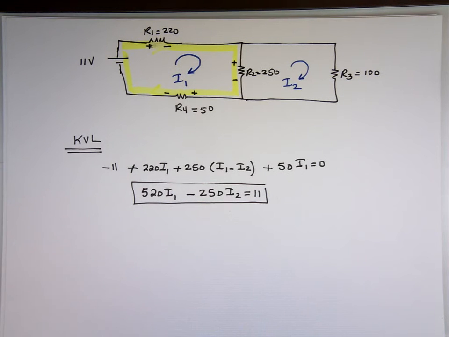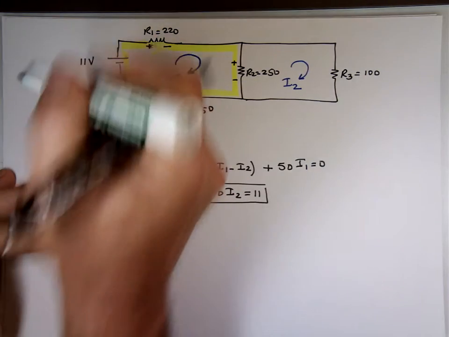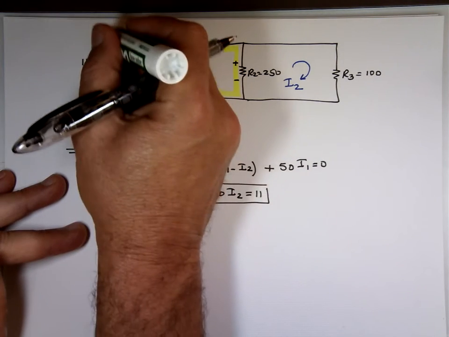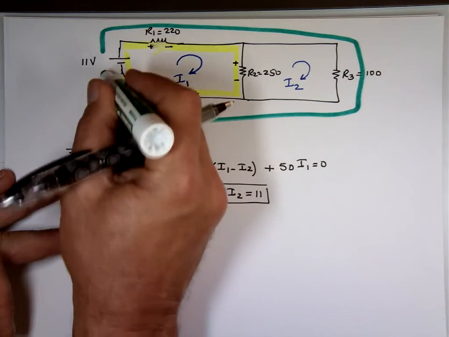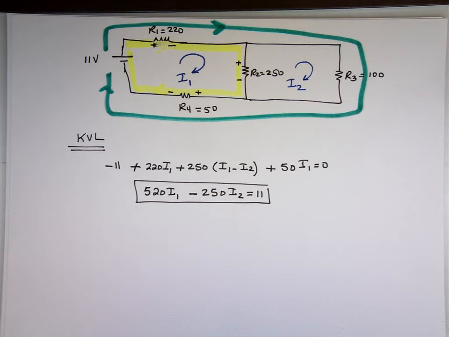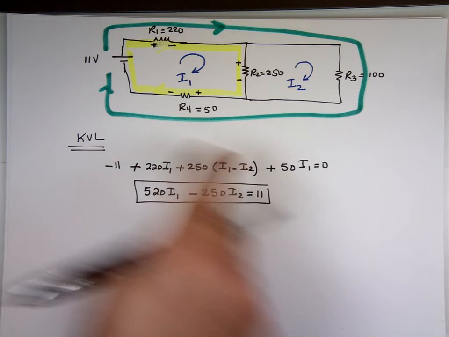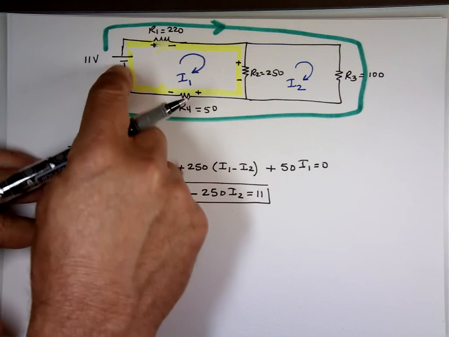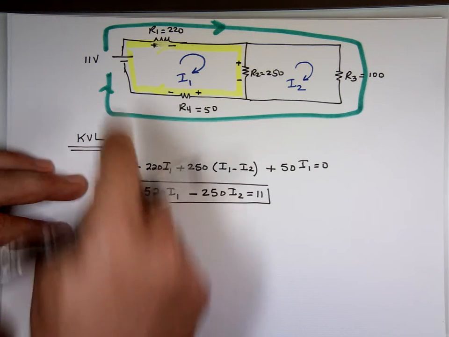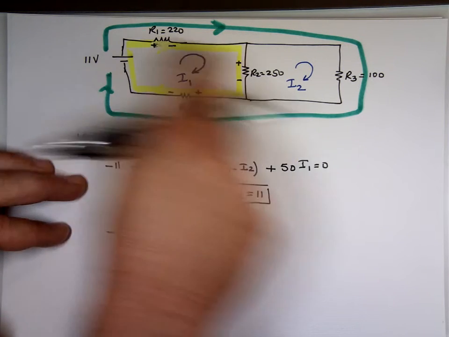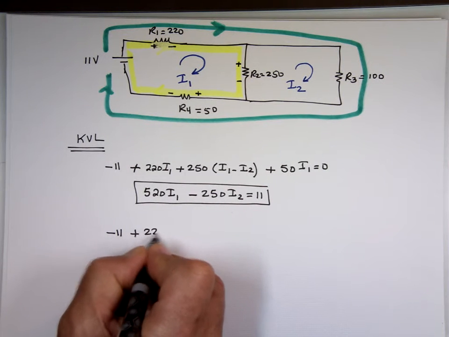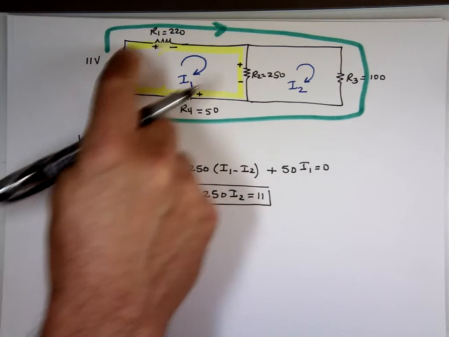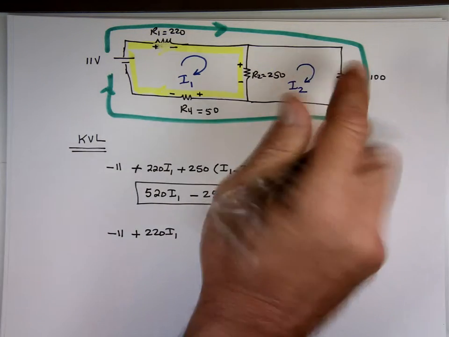So I can go on the outside. I can travel this way, because it's a green marker, on the outside. If I travel that direction, here we go again. I'm going to start with this one. I'm entering the minus, that's negative 11. Going this way, that's plus 2 minus 220 times I sub 1. I'm going down this way. That becomes plus 2 minus here.